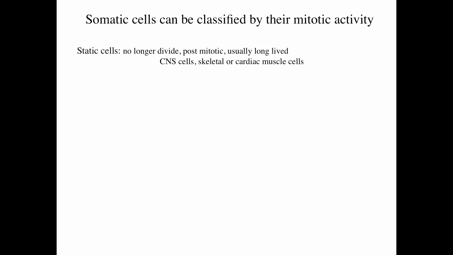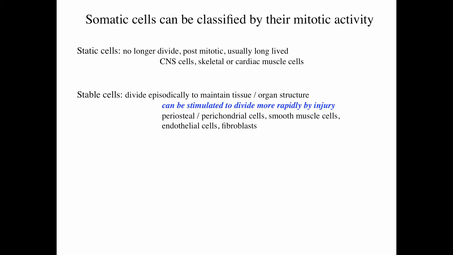Now, somatic cells can be classified by their mitotic activity, and we talk about static cells. Those would be cells that are no longer dividing. They'd be post-mitotic cells. They're usually long-lived cells. So, for example, cells of the central nervous system, skeletal muscle cells, cardiac muscle cells, we usually consider those as static cells.